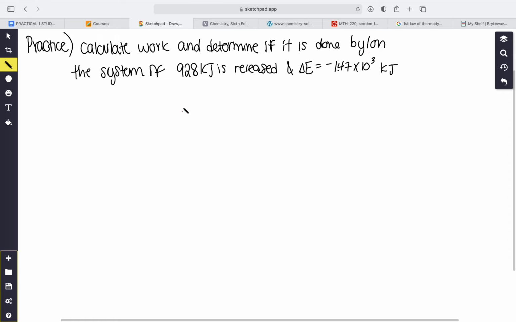Okay, so calculate the work and determine if it was done on or by the system if 982 kilojoules are released and the energy is negative 1.4 times 10 to the third kilojoules.